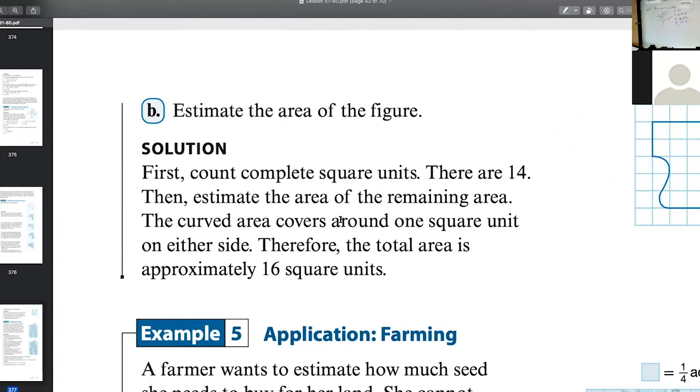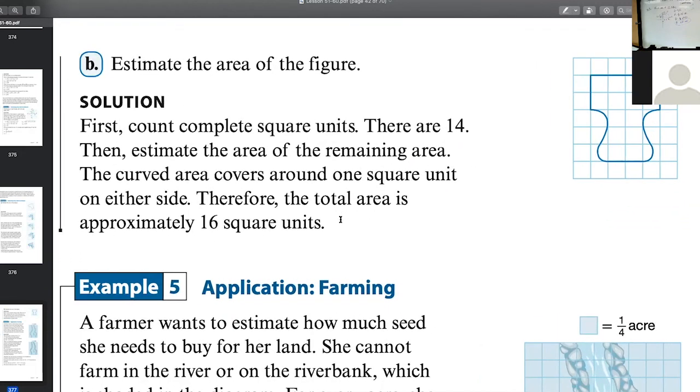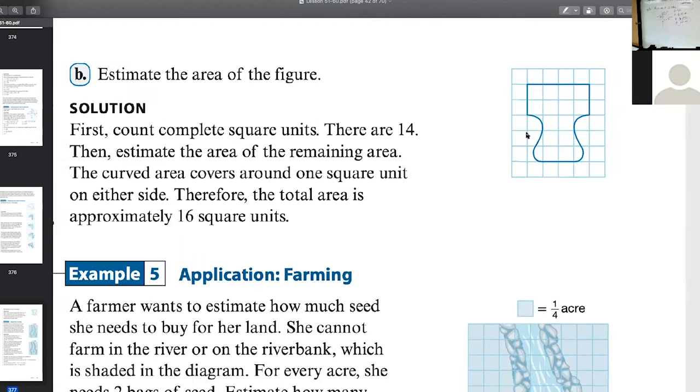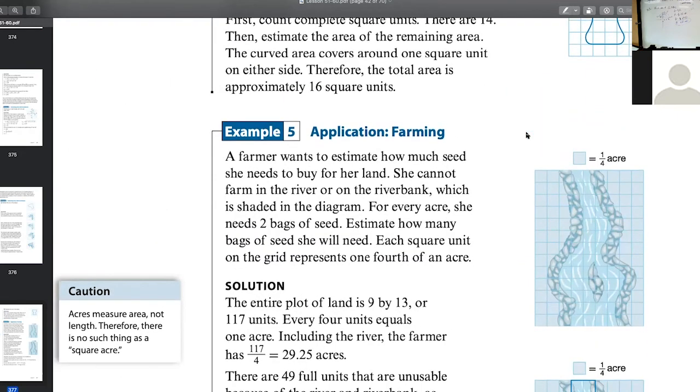So what did they say? Estimate the remaining area. The curved area covers 1 square unit on either side. They're just being a little more exact. But the general rule, if you want a quick estimate, is just count them and then divide by 2, okay? Are we good on that? All right, let's move on to the next lesson.